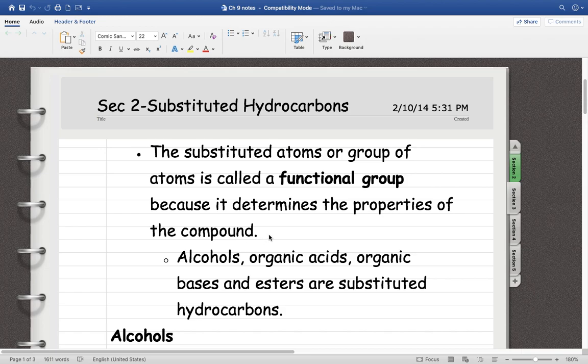So examples of substituted hydrocarbons or functional groups are alcohols, organic acids, organic bases, esters, and halocarbons. Okay, so these are the functional groups. You have a substituted hydrocarbon, and that's the general term, and then the functional group is what you're actually changing it into. So if I have CH4 and then I put a CH3Cl, the Cl is my functional group. Chlorine is my functional group. That's changing it to a halocarbon because chlorine is in the halogens.